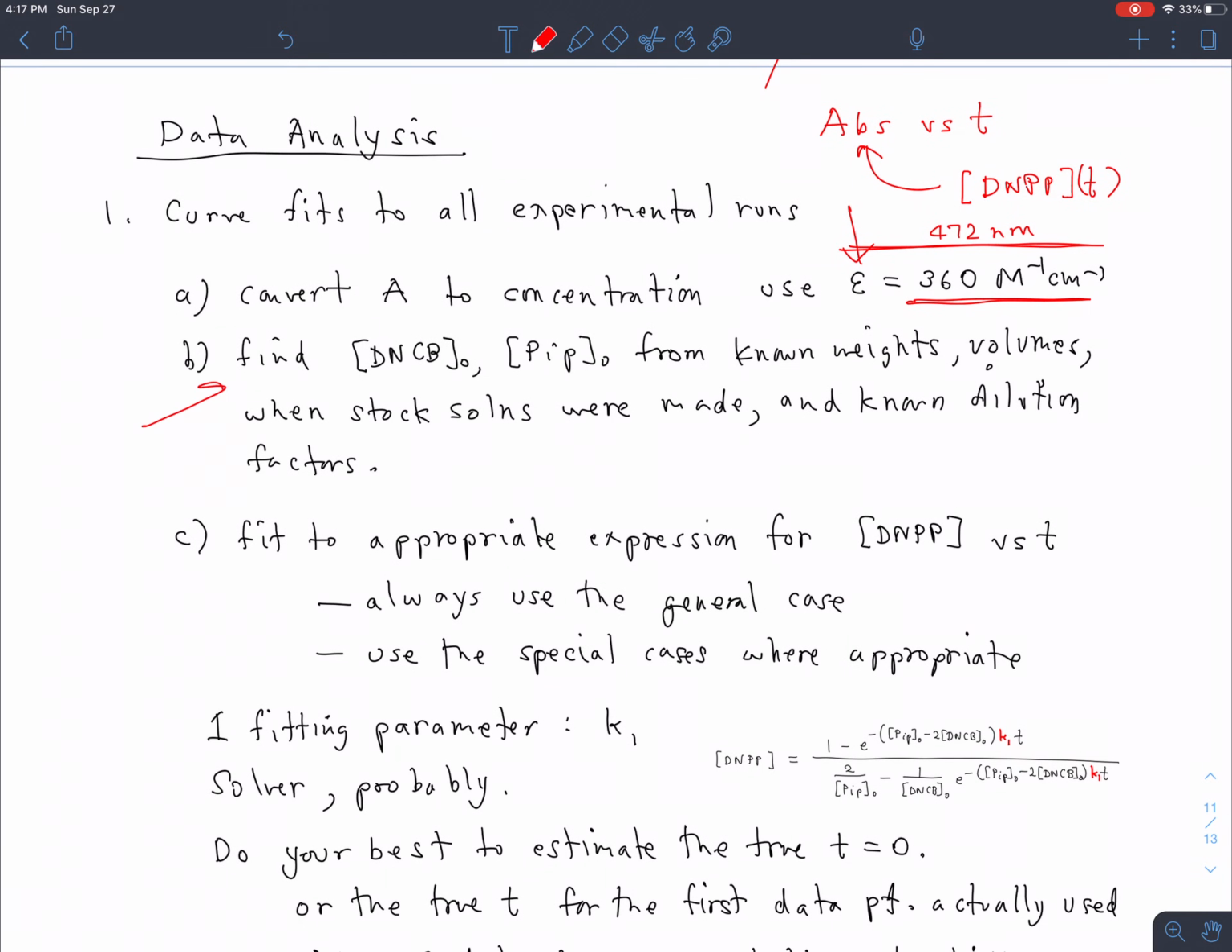Then you need to calculate what the initial DNCB concentration and the initial piperidine concentration were for each of the 5 special cases. For 3 of them, they'll be the same. For the other 2, they'll be different.